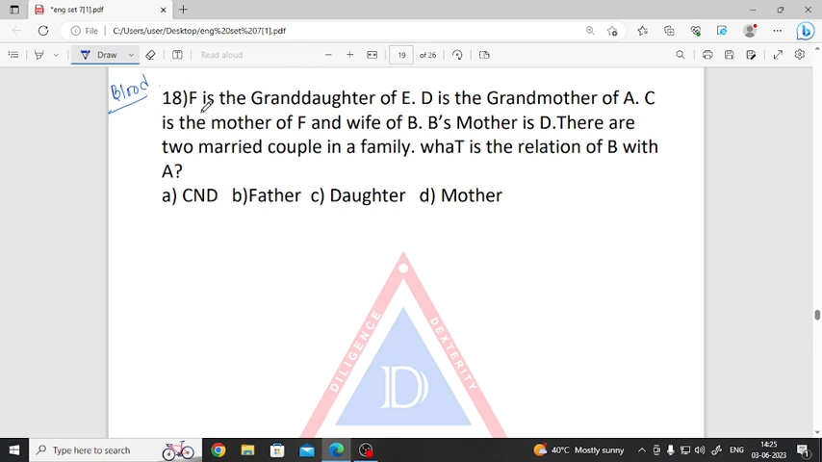So what is given? First statement says F is a granddaughter of E. Achha chalo. F is a granddaughter, so E must be somewhere here. His son or his daughter is the father or the mother of F. We don't know who, so someone should be here, a son or daughter, and he or she should be the father or mother of F. That's why F is the granddaughter.